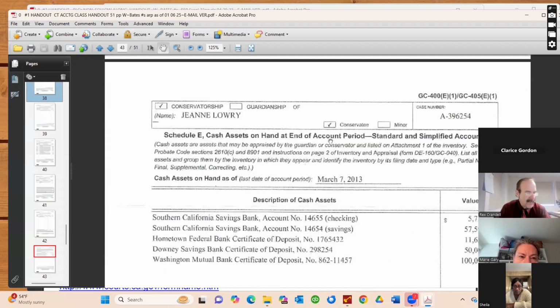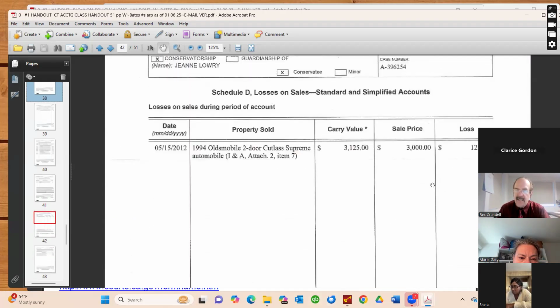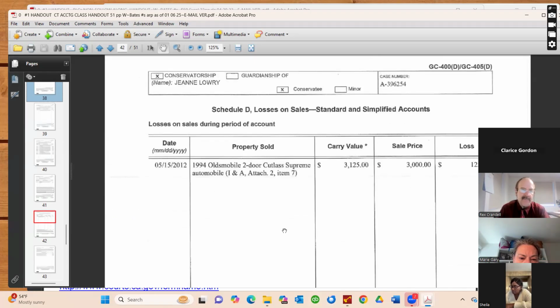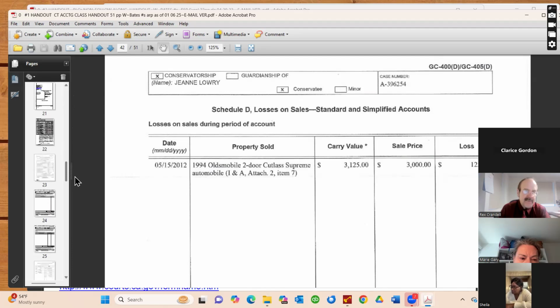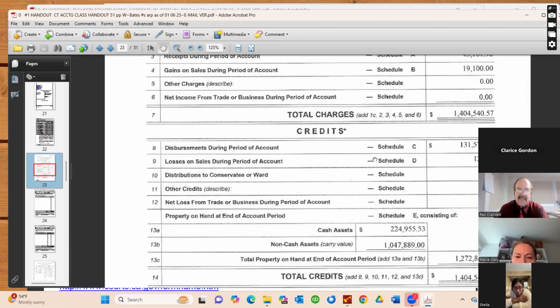Okay, now we're out of the forms, the GC 400D series for disbursements. So before we wrap it up, we're out of the disbursements. That means we go back to page 21 and list all the disbursements that had Schedule C, the losses during the account period, and we're done with the disbursement section.